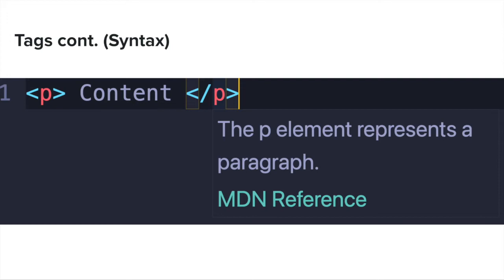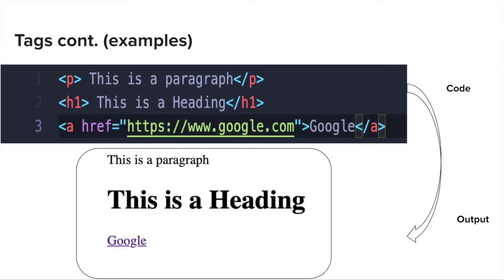In between these tags, we have our content, and this content is displayed differently on the web page depending on the type of tag we use. For example, the first one is a P tag, which creates paragraphs. The second one is an H1 tag, which displays heading titles, and the third one makes a link. Now that we've gone over what HTML is and its basic syntax, let's start coding.